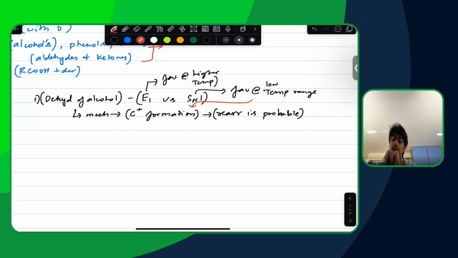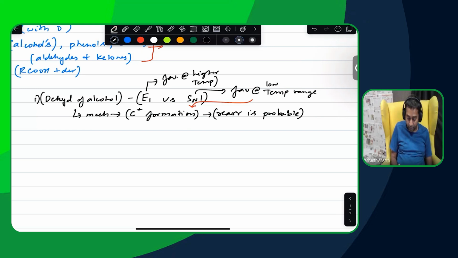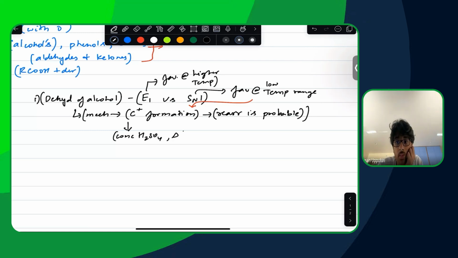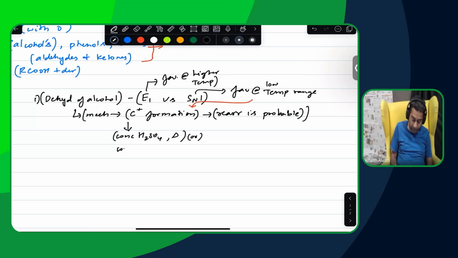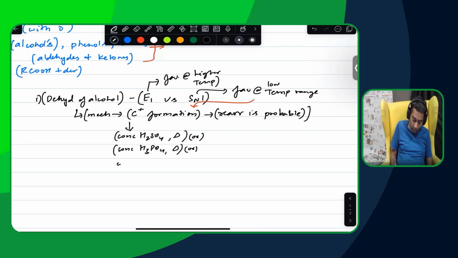Now, next up, the same dehydration of alcohol can be done in many different ways. If it is to follow this particular carbocation formation mechanism, you need to have something like concentrated sulfuric acid and heating. Or instead of concentrated sulfuric acid, you can also have concentrated phosphoric acid and heating. And in some rare cases, concentrated HF and heating. All three of these work in similar ways, depending on the scenario.